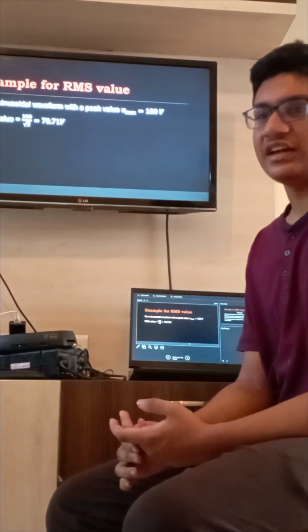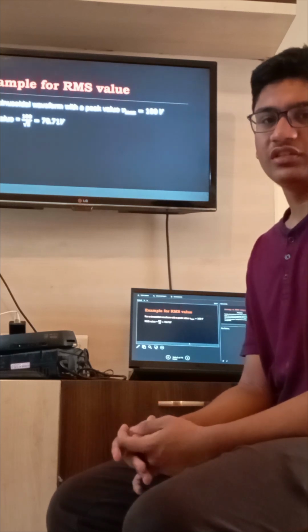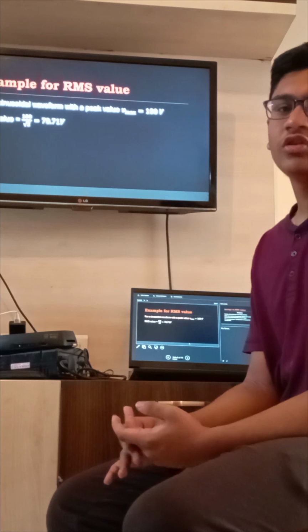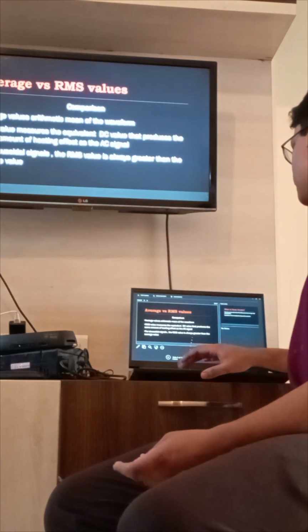Example, let us take a sinusoidal waveform. Peak value, let us say, is 100 volts. RMS value we know as 100 by root 2. So we get it as 70.71 volts.